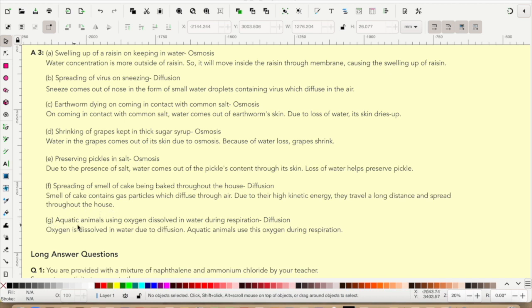Last part, aquatic animals using oxygen dissolved in water during respiration. This is diffusion. Oxygen is dissolved in water due to diffusion. Aquatic animals use this oxygen during respiration.